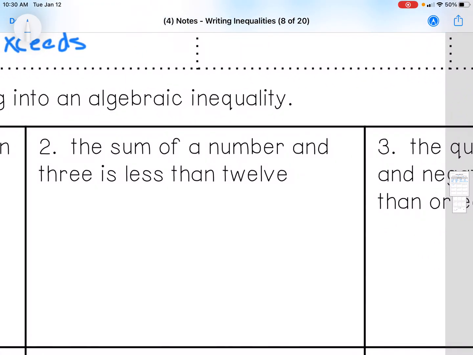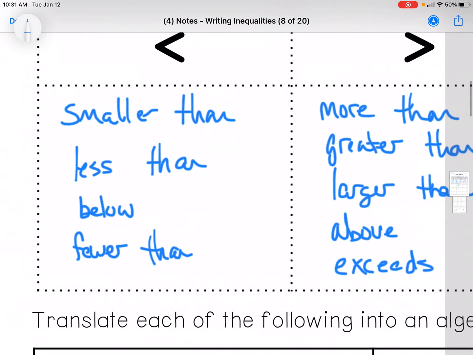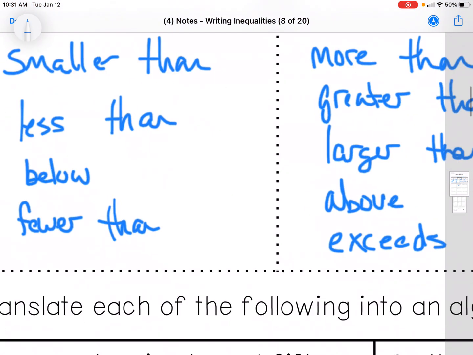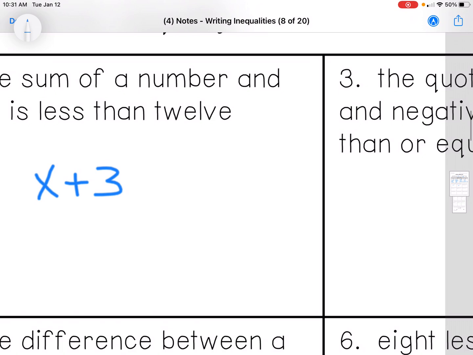The sum of a number and 3. So what does sum mean? Add, subtract, multiply, or divide? Add. Okay, so the sum, so that means you're going to add, x plus 3 is less than 12. So we'll go up top, which sign should be less than? That one right there is less than 12.